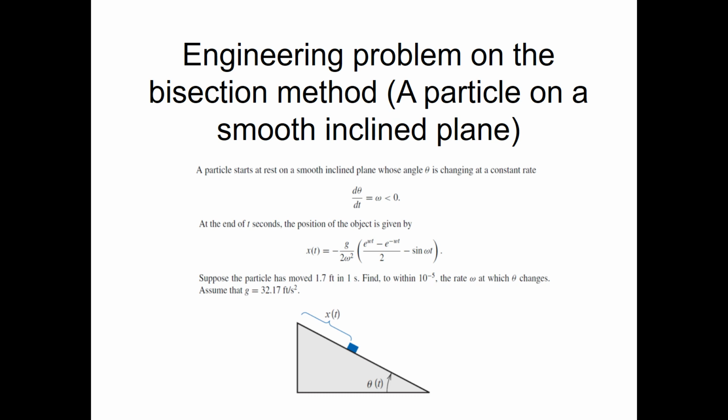Today we will discuss an engineering problem on the bisection method to solve the problem of a particle moving on a smooth inclined plane. The problem is shown on the screen. The rate of change of the angle theta with respect to time is given by omega, or w, smaller than 0.